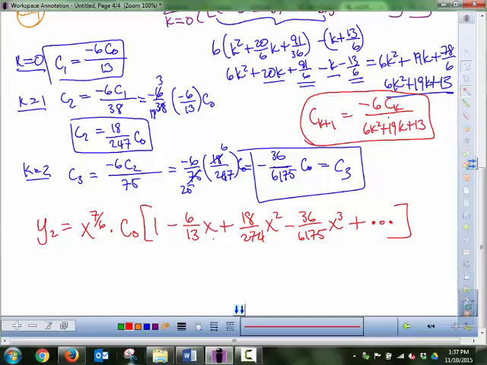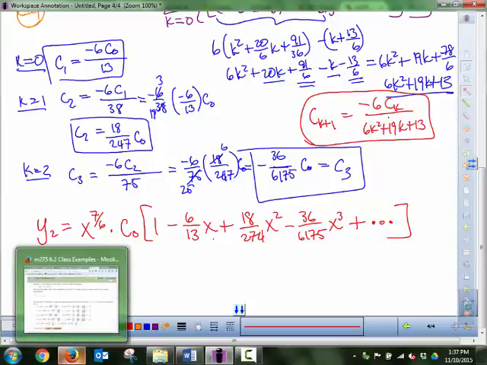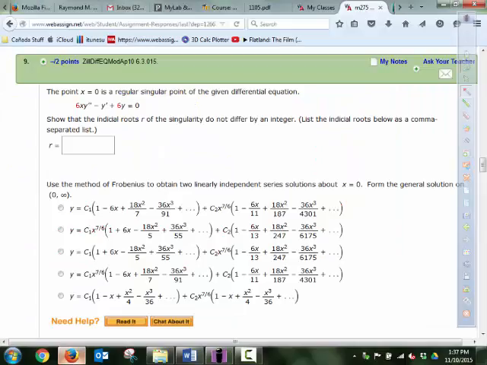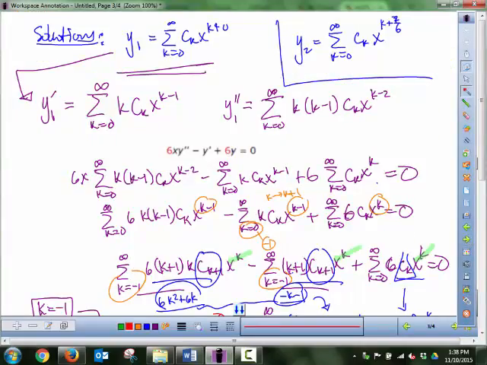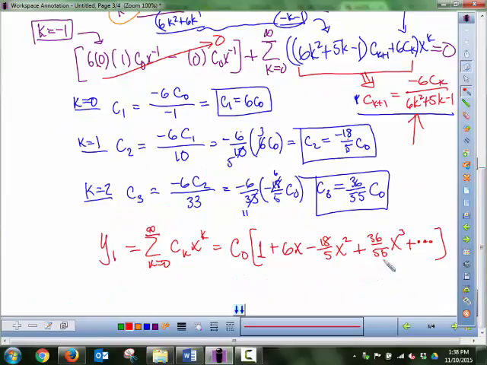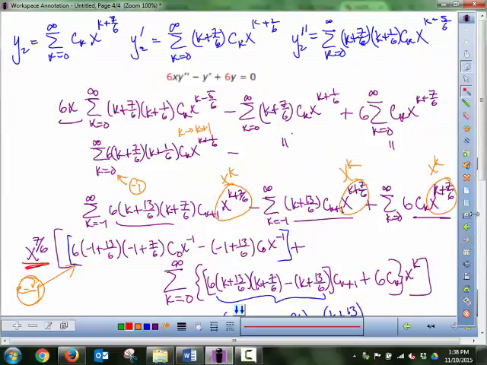All right, let's look at the answers. Oh, 671, was that it? So this is our first one, right? It's 1 plus 6x minus 18/5 x squared, 36 over 55, was that? Whoa. No way, look at that. I'm all shocked.